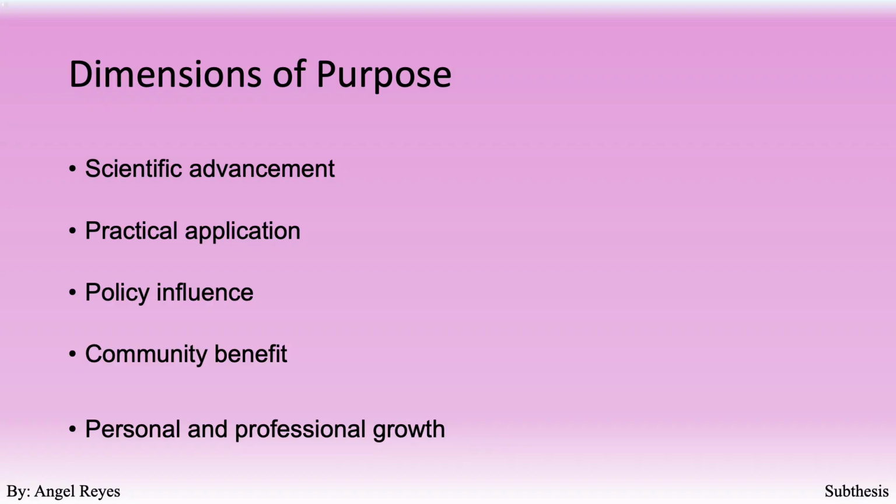Community benefit prioritizes addressing the needs and improving the well-being of specific populations through research partnerships and outcomes. Personal and professional growth recognizes that research also serves researchers themselves, developing skills, advancing careers, and satisfying intellectual curiosity. These dimensions are not mutually exclusive, but rather represent different facets of purpose that may receive varying emphasis across different research projects and contexts.